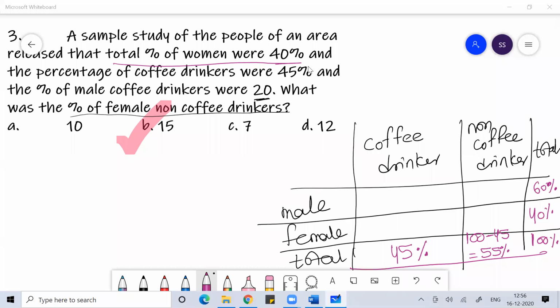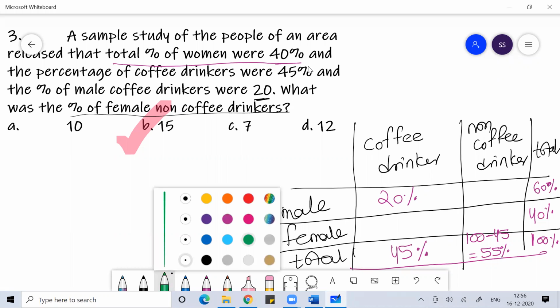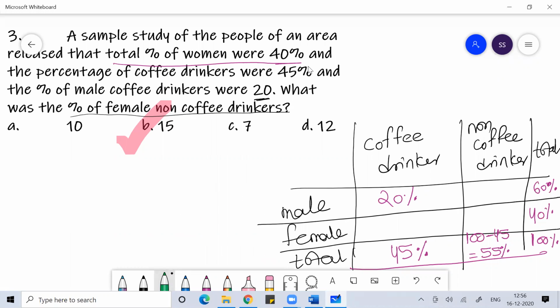Then the percentage of male coffee drinkers is 20. It is given that the male coffee drinker is 20. If this is 20, so guys, this will be how much? 60 minus 20, this will be 40. Any doubt?